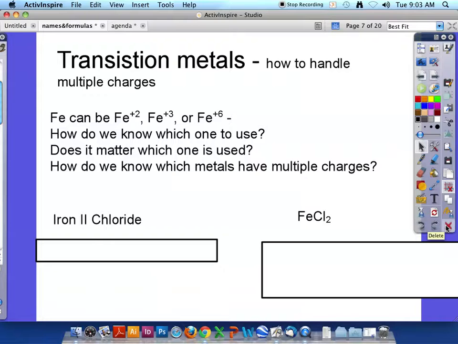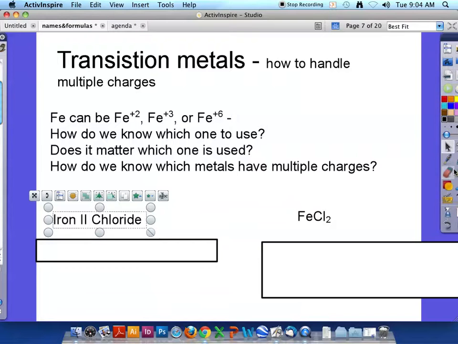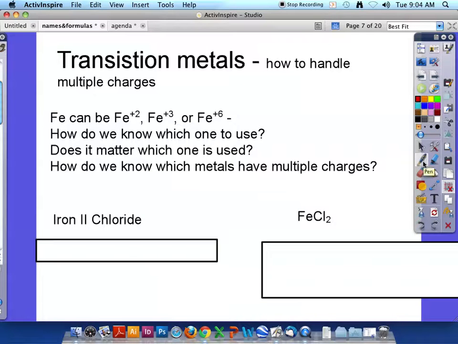Okay, so we just talked about knowing that the oxidation numbers or oxidation states tell us that metals have multiple charges. It does matter which one is used, so we need a method to tell us which one is used. So if you come down here, iron with this Roman numeral is telling you some information. What is this Roman numeral telling you?